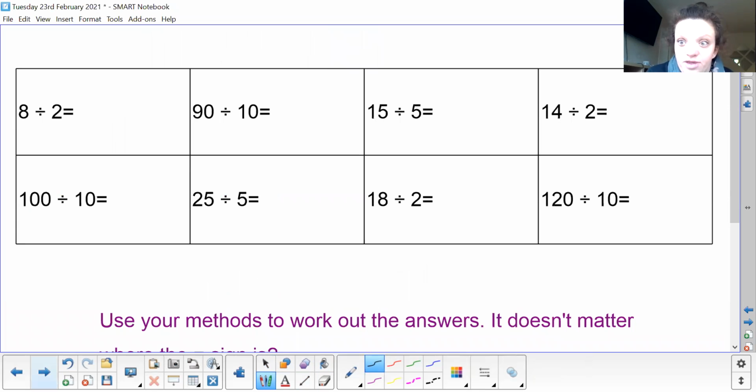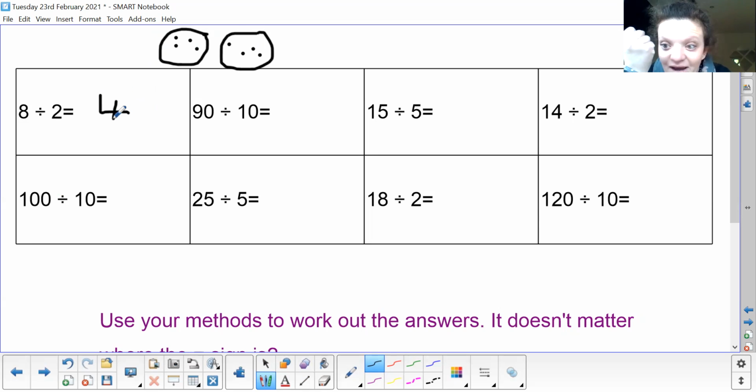I'm going to do a division one with you now, and then you can go on to Teams and do your times table quiz. So we've got 8 divided by 2. So that means 8 shared into 2 groups, or how many groups of 2 go into 8? So I'm going to draw my 2 groups, and then I'm going to share 8 between them. Let's go. 1, 2, 3, 4, 5, 6, 7, 8. So in each group, I have got 4.